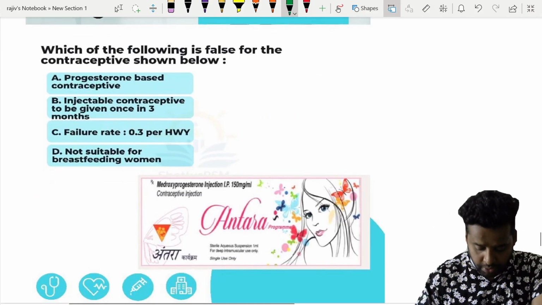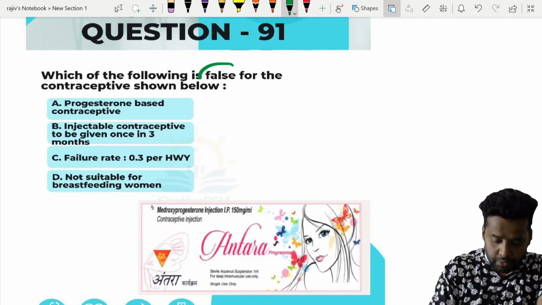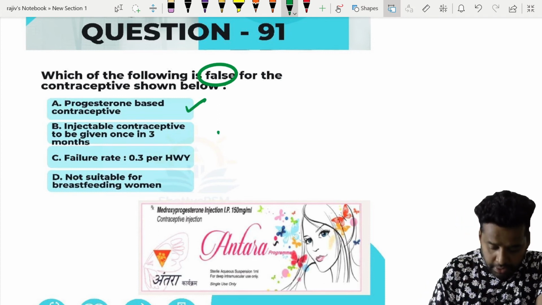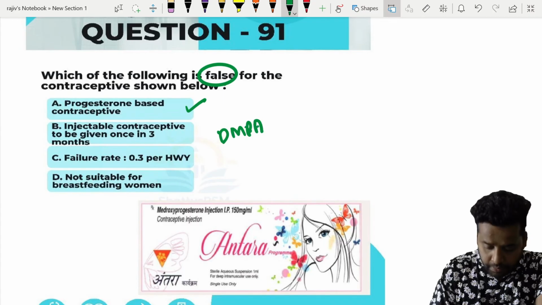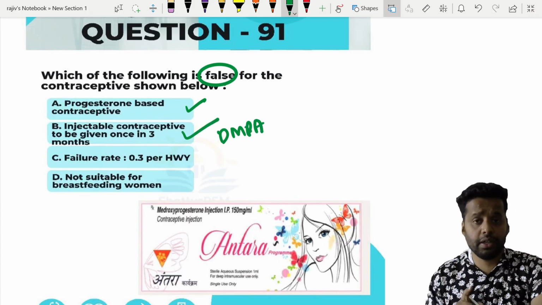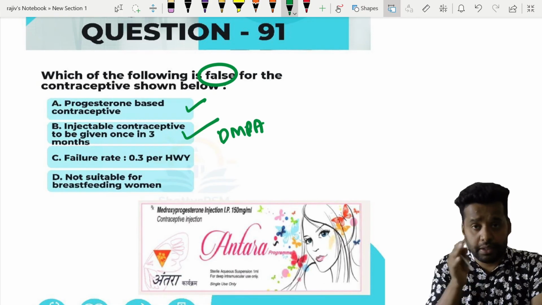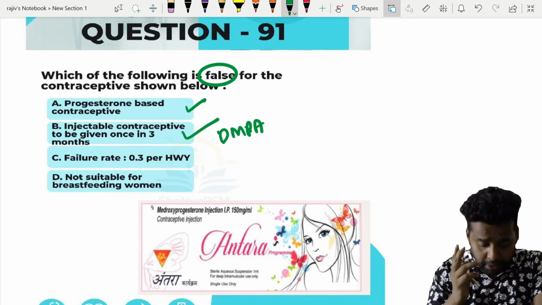Focused group discussion. Antara. Which of the following is false for this contraceptive? It is progesterone based, correct. It is DMPA, an injectable contraceptive, correct. Used once in 3 months. Important: the gap is 3 months. That is what Antara means. Antara means gap, 3 months.